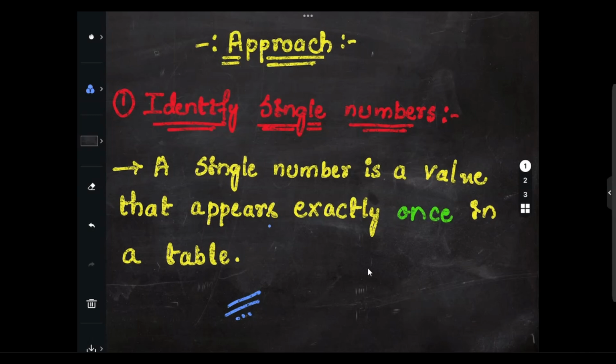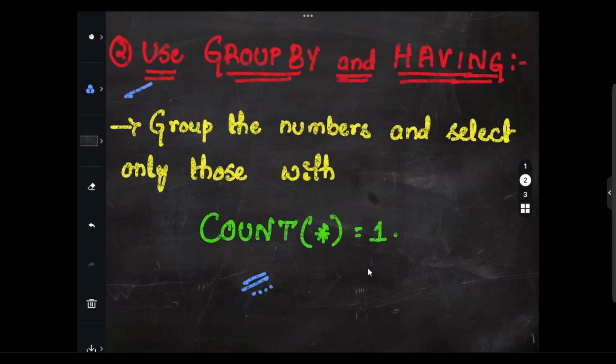Let's discuss the approach first. The first thing is we have to identify the single numbers, right? As we discussed in the example earlier, first we need to identify the single numbers. A single number is a value that appears exactly once in the table. We know this by now, right? So let's move on with the next step.